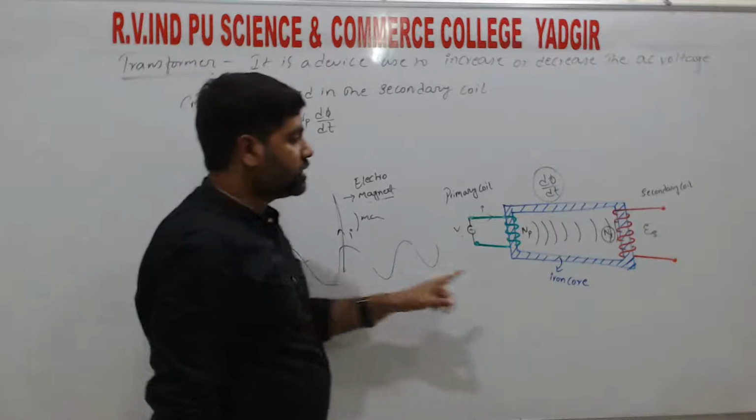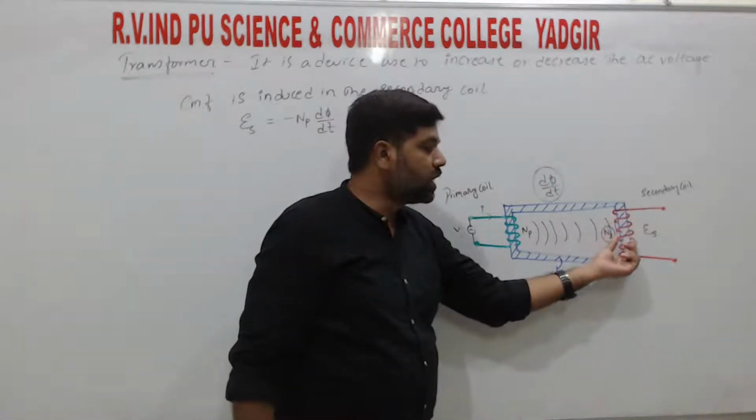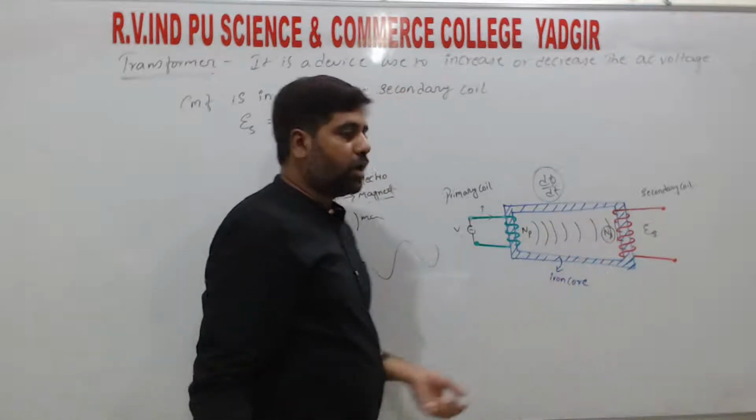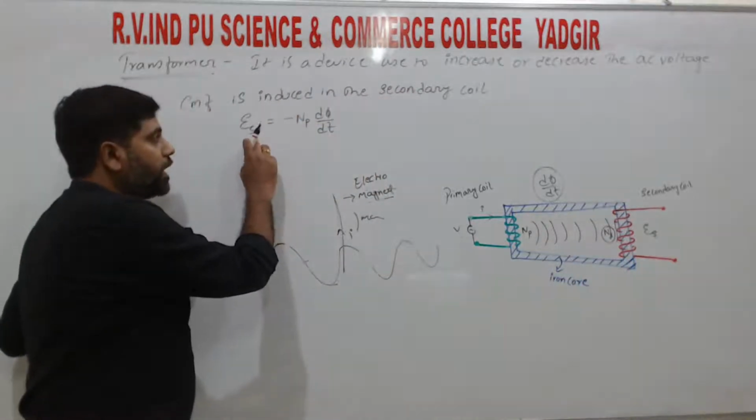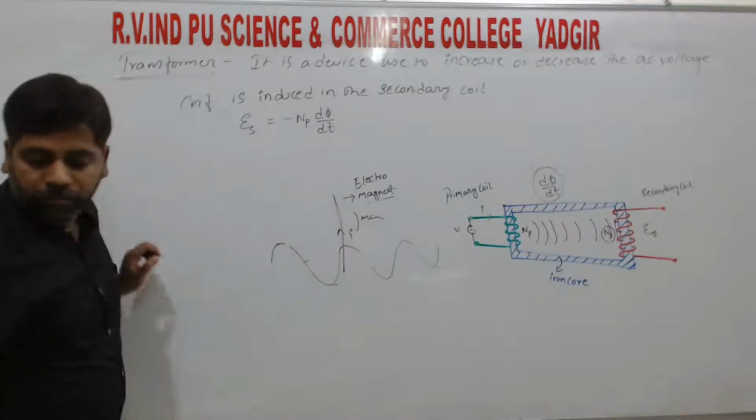That EMF directly depends on the number of turns present in the secondary coil, right? So that is denoted by ES = -NP dφ/dt, right?